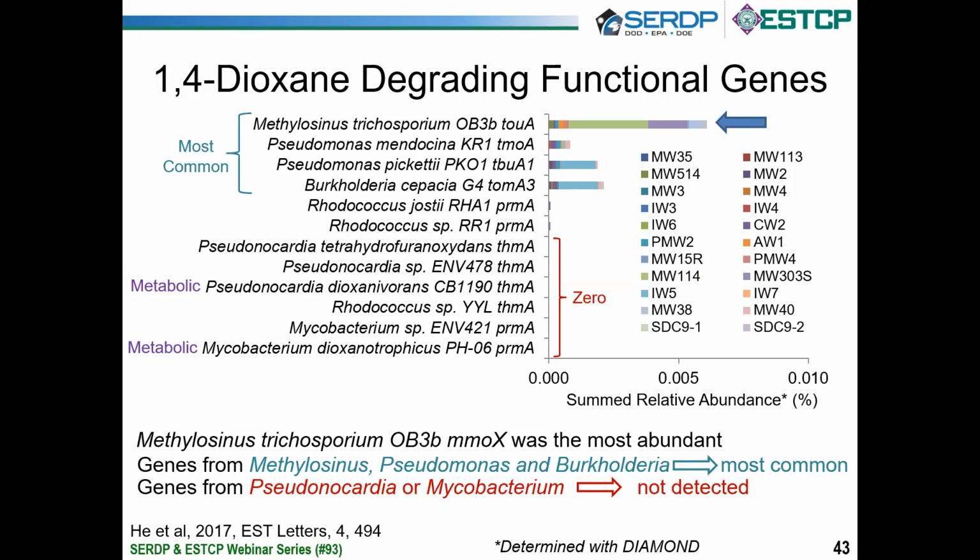Another obvious trend is the dominance of the gene from Methylosinus trichosporium OB3b, shown at the top of the slide with the blue arrow. Also, the genes from the 2 Pseudomonas strains and Burkholderia cepacia G4 were detected across a number of samples, also at the top of the slide. Surprisingly, the functional genes associated with the 3 Pseudonocardia strains or the 2 Mycobacterium strains were not detected.